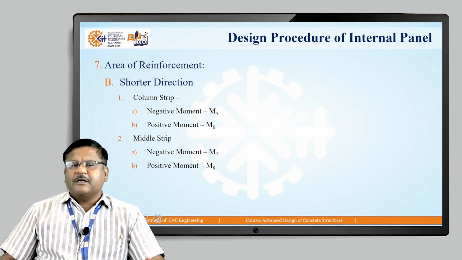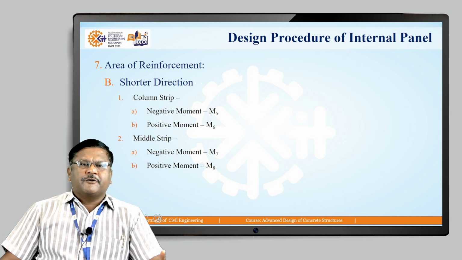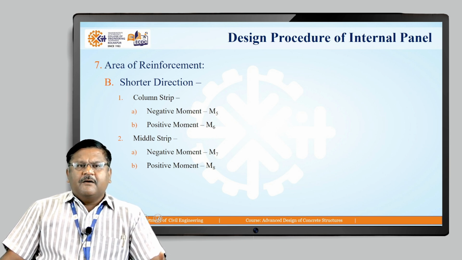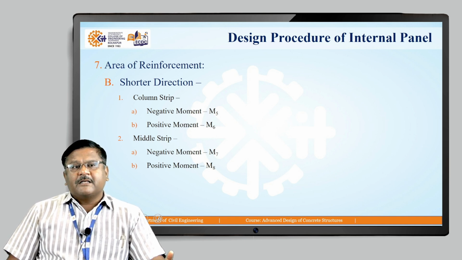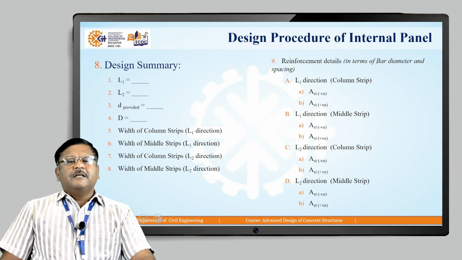Repeat the same procedure for the other direction, that is the shorter direction: column strip negative, positive, middle strip negative, positive. While calculating the steel in the other direction, for the column strip negative moment you want to consider the M5 moment, which is calculated in step number 4B. Accordingly you calculate the steels, and last but not least, you want to write the design summary after every problem.